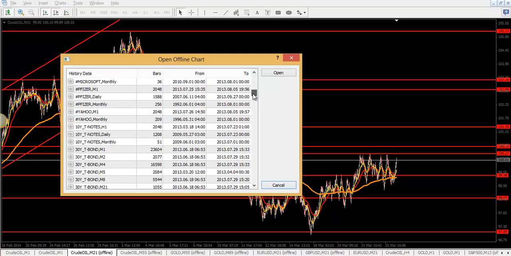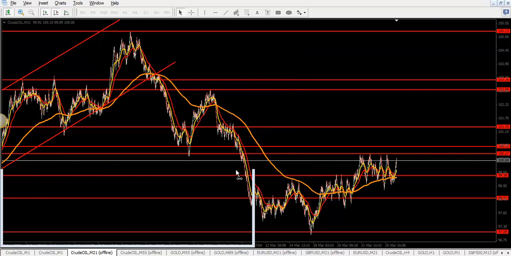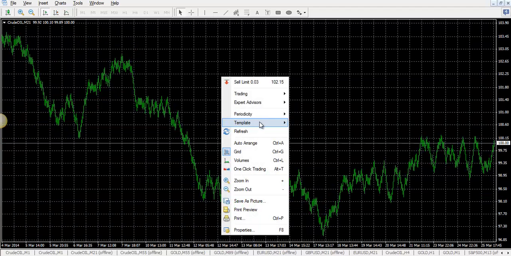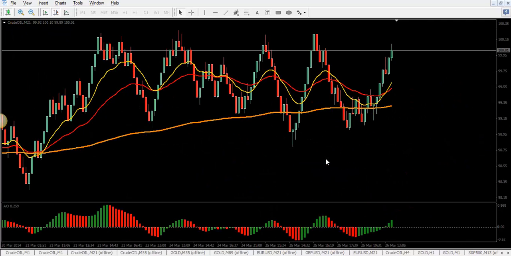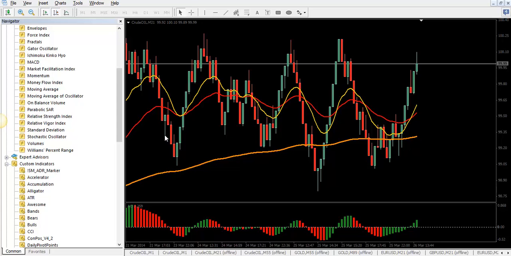Okay, now let's pop up a fresh new crude oil chart. Crude oil 21. Here it is. Load the template. Default. Control N.